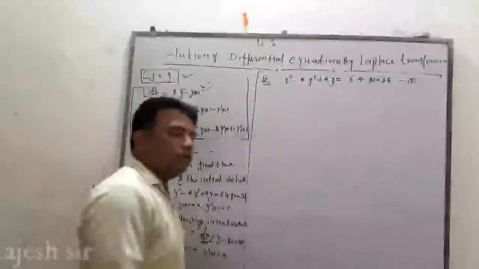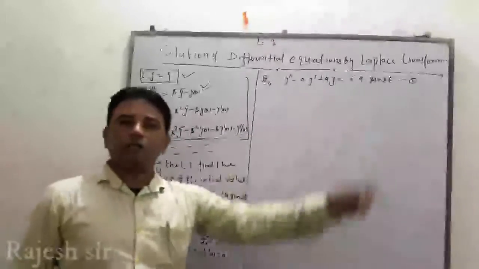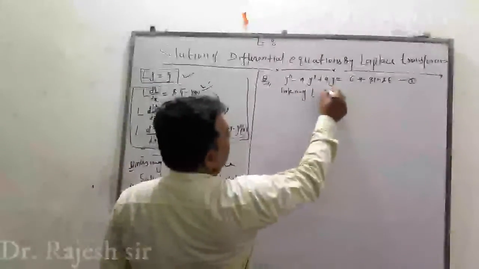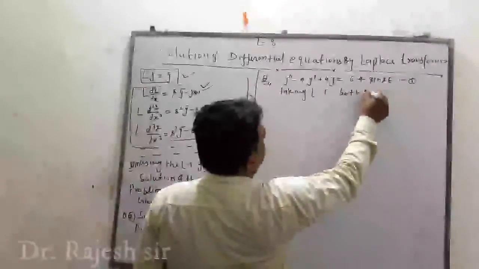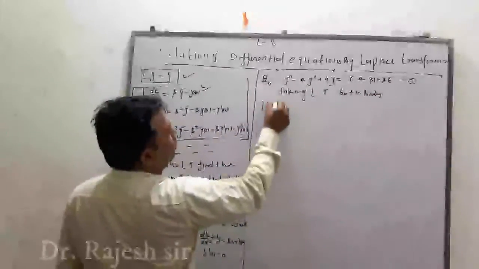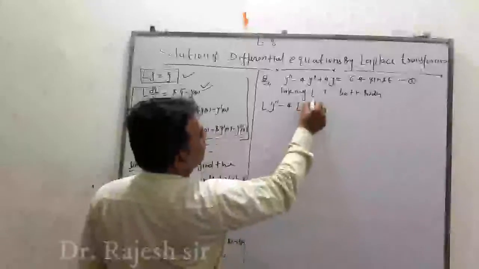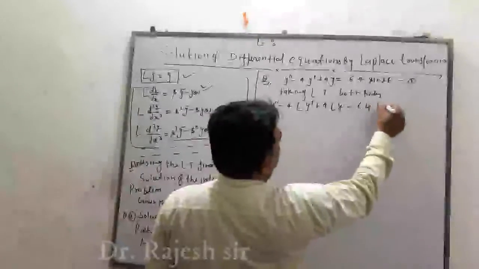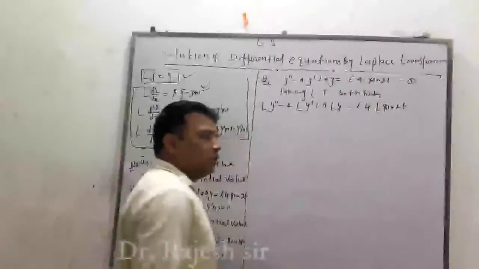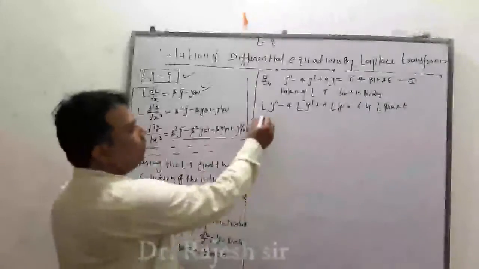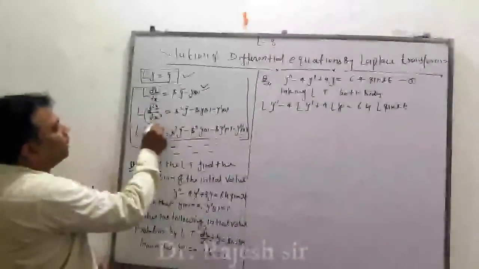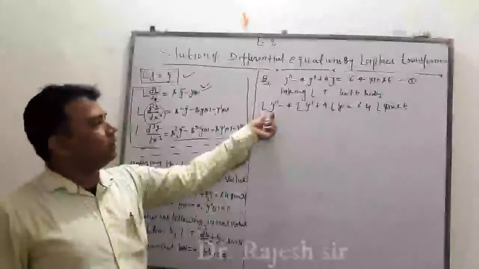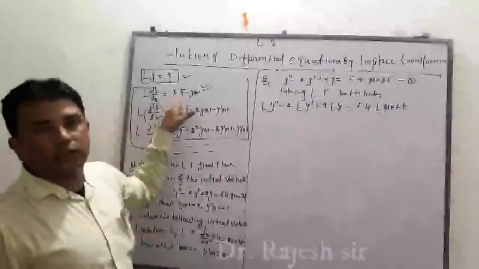First, we start by taking the Laplace transform on both sides. So Laplace of y double dash minus 4 Laplace of y dash plus 4 Laplace of y equals 64 Laplace of sine of 2t. We can discuss the formula of y double dash. It means d2y over dx2. Y double dash means second order differential coefficient, and y dash means single first order differential coefficient.